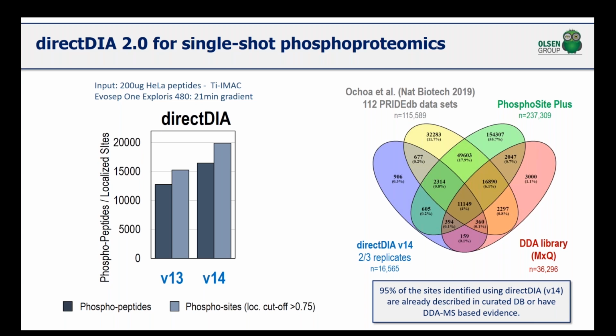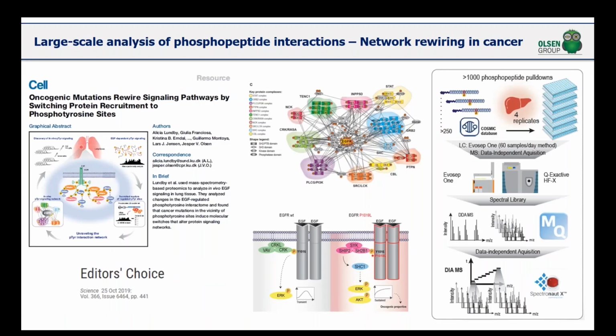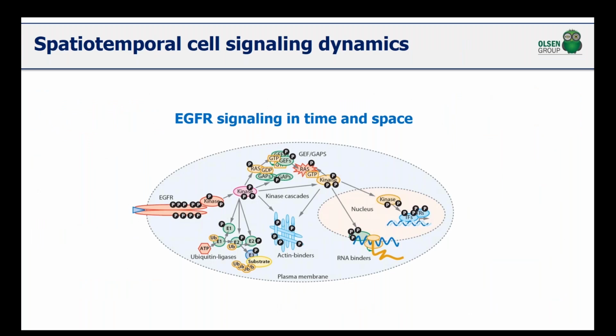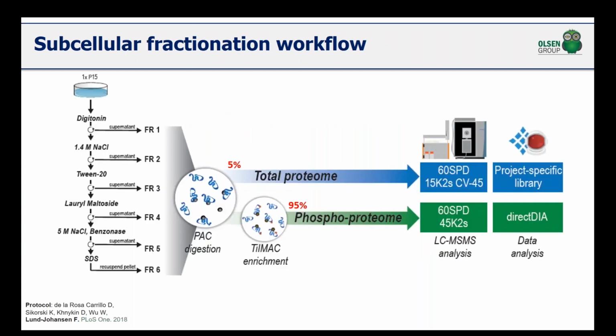data-dependent acquisition-based evidence. One of the things that we've used the DIA workflows for is really to do large-scale interaction studies to study the EGF signaling pathway. And we have recently extended this to study not only the interactions in the EGF signaling pathway, but basically the signaling in time and space, so to record the spatiotemporal signaling dynamics.